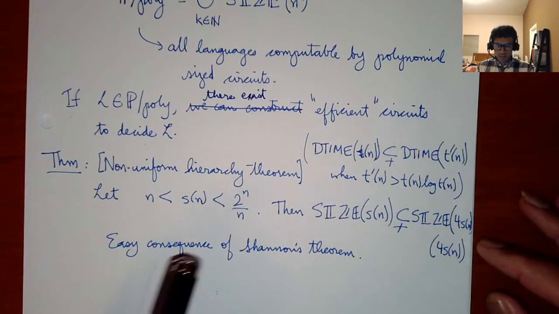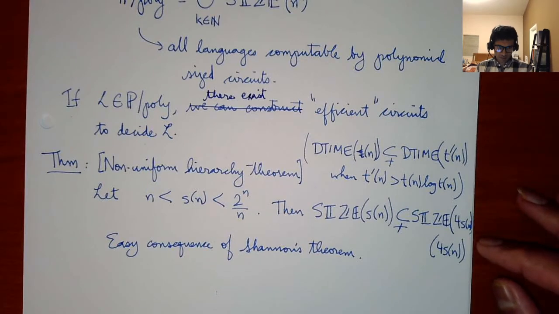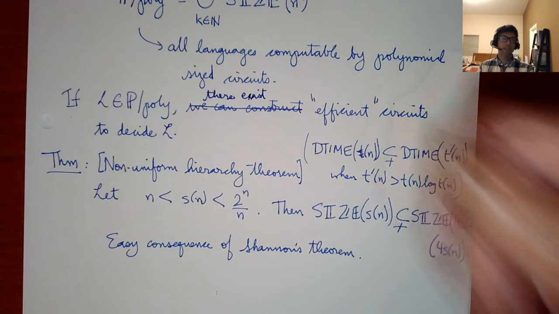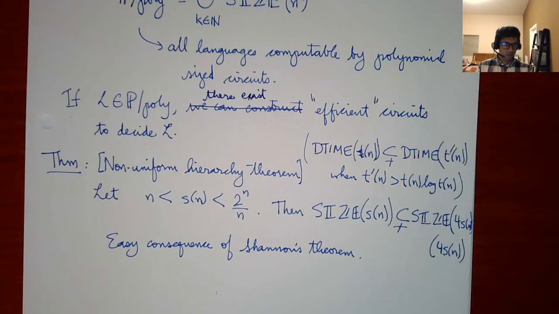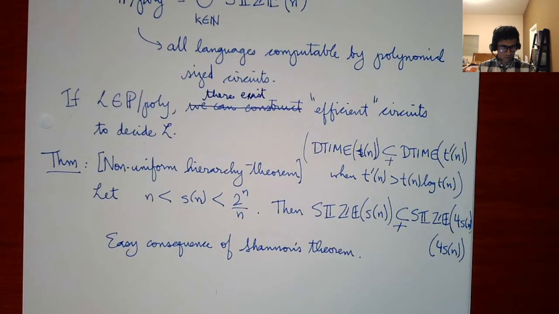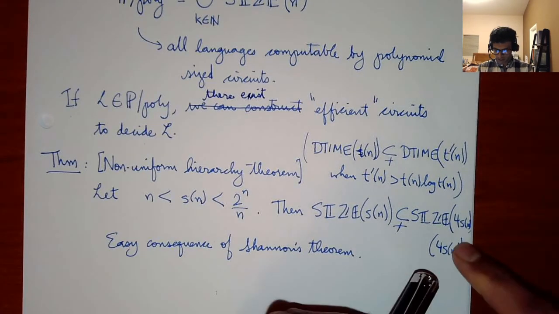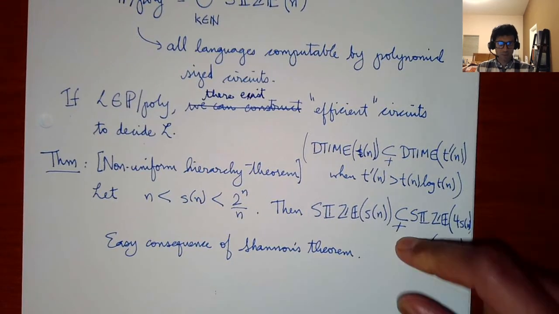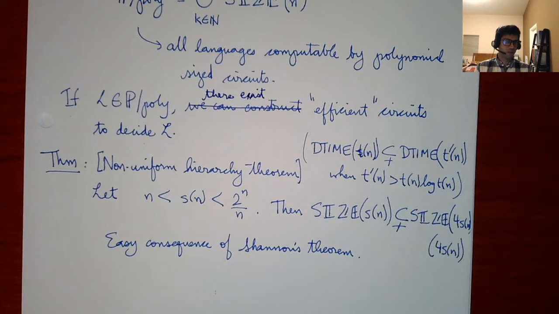And then there is the non-uniform hierarchy theorem, which basically says that just as for deterministic time and for space, we have a hierarchy theorem for size, that the languages that are computed by size 4 S of n circuits is a strict superset of the languages computed by size S of n circuits, and you can use Shannon's theorem to prove this.